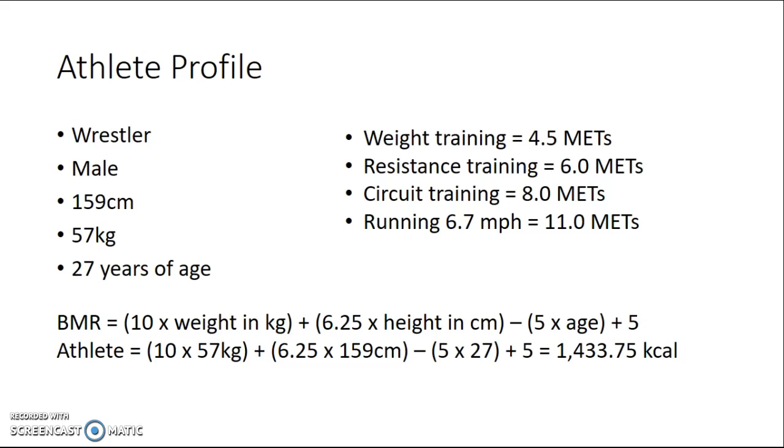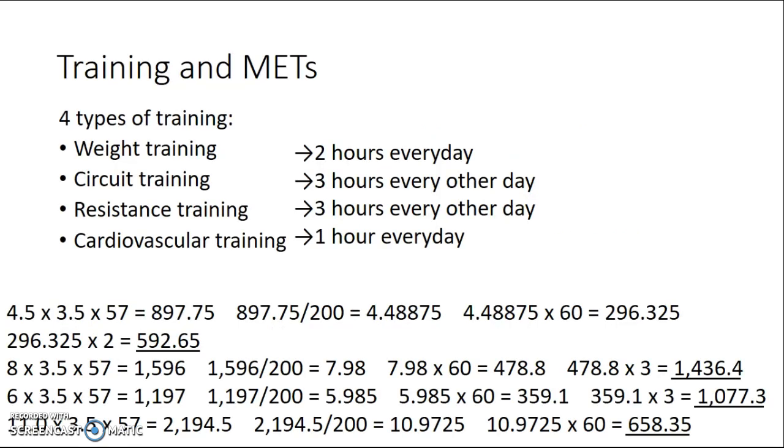And then I also had to find out the METs for the different training that he had. I had 4 training methods here: weight training, resistance training, circuit training, and running at 6.7 miles per hour. They all had different METs, so I could work out the different amount of calories burned or needed for different training sessions.